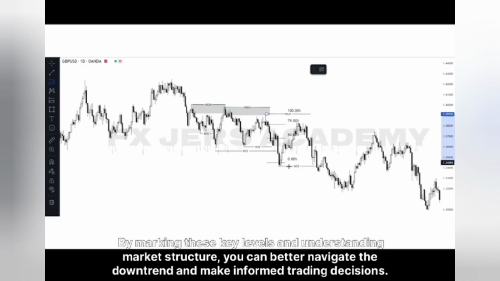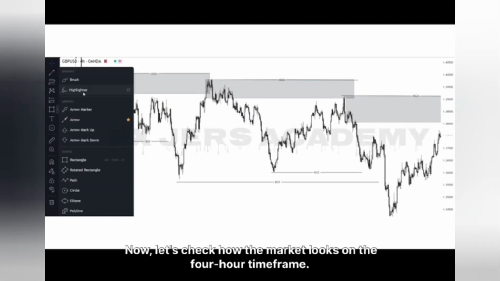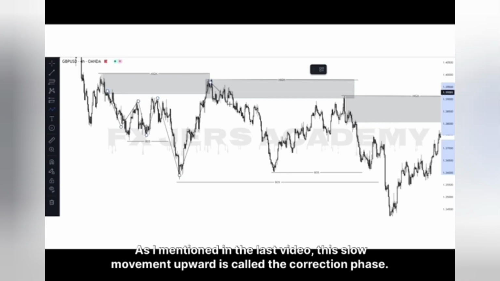By marking these key levels and understanding market structure, you can better navigate the downtrend and make informed trading decisions. Now let's check how the market looks on the 4-hour time frame. Notice how the market moves down with strong, impulsive moves and then slowly comes back up to our points of interest before falling again. As I mentioned in the last video, this slow movement upward is called the correction phase.